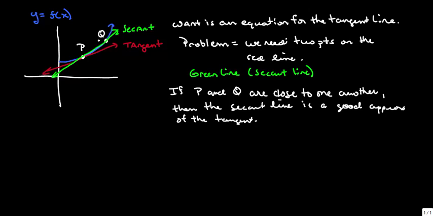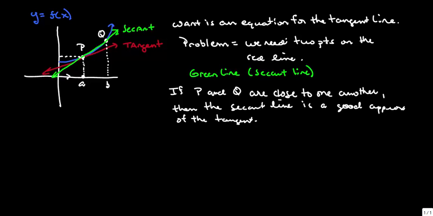So let's take a look at these 2 points right here. To figure out the green line, and we can figure it out now because we have 2 points, we need to give P and Q x values. Let's make them arbitrary and call this one A and this one B. That means P is A units over this way, and Q is B units over this way.